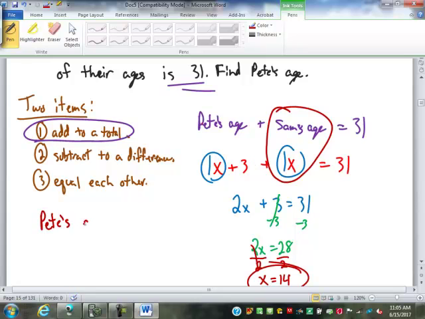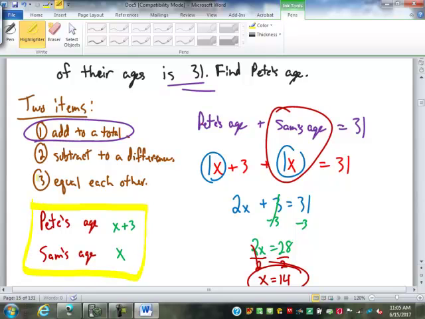Generally, I would write out the things I am looking for off to the side. I'm looking for Pete's age and Sam's age. Since Pete's age is defined off of Sam's age, I'll let Sam's age be X and Pete's age is X plus 3. By doing this, I'm doing two things. One, I'm making it less likely that I'm going to make a really bad mistake, a silly mistake.